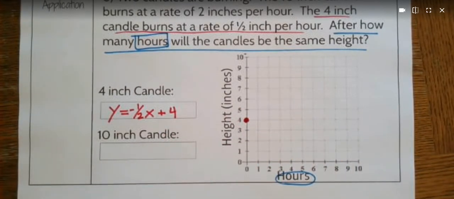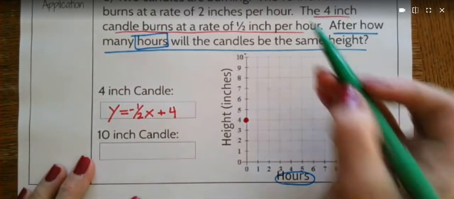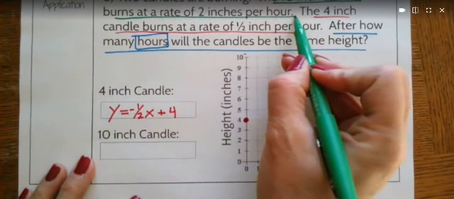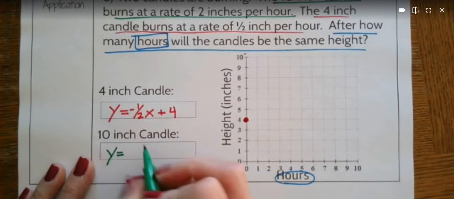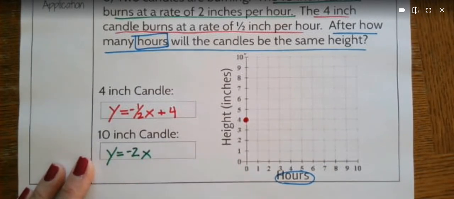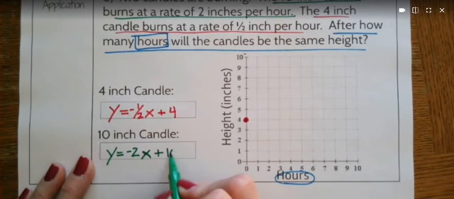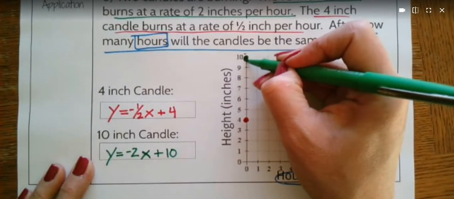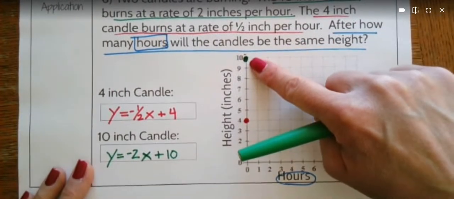And then we'll write an equation for the 10-inch candle. So 10-inch candle burns 2 inches per hour. So total height equals, remember the slope is the rate of change, and so that's minus 2 inches per hour. X is hours, see on the x-axis. And then the y-intercept here is going to be a positive 10 because we're starting way up here at 10 inches tall for that candle.